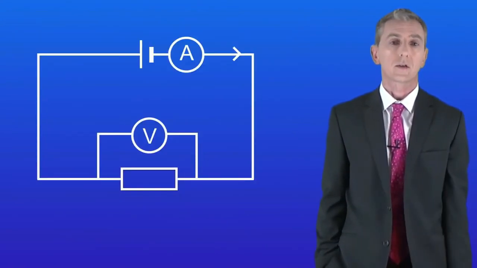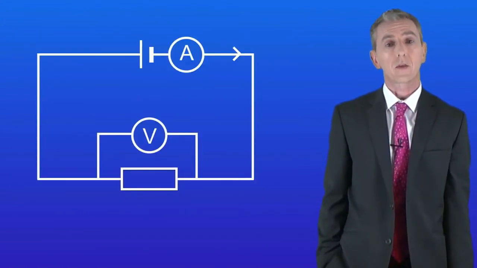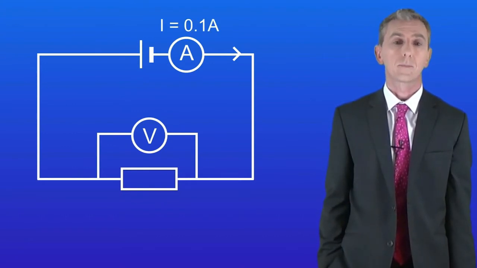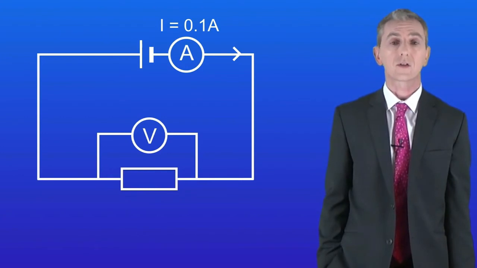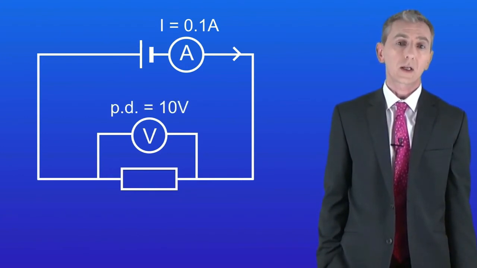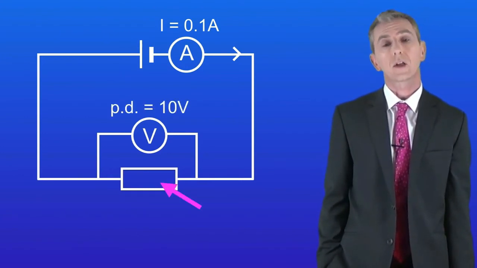Okay, we're going to calculate the resistance for a resistor now, but don't panic, it's really very easy. Here's a resistor in a circuit. The ammeter tells me that the current is 0.1 amperes. The voltmeter tells me that the potential difference across the resistor is 10 volts. So I want to calculate the resistance of this resistor.